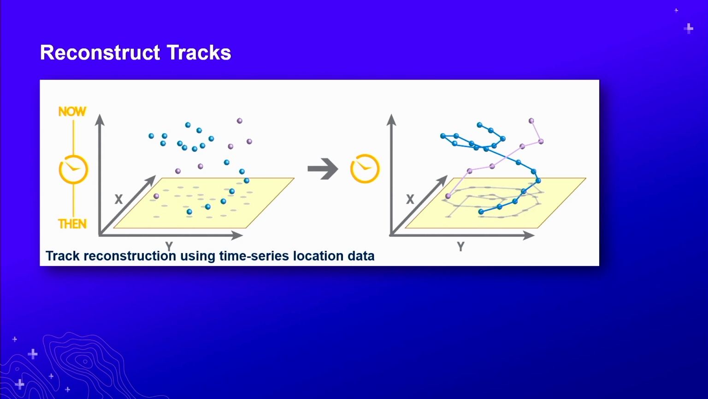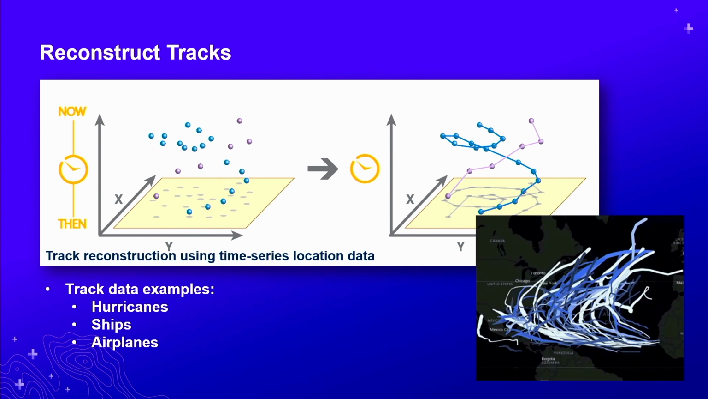We've since expanded to a lot more track tools. I believe we have at least 4 now. We have reconstruct tracks, detect incidents, find dwell locations, and calculate field, which allows for track expressions as well. These are something that I've highlighted in my Pro presentation, and the exact same concepts apply here, so I will link to that as well. Examples, as I said, are hurricanes, ships, and airplanes. And here is a hurricane diagram on the right.